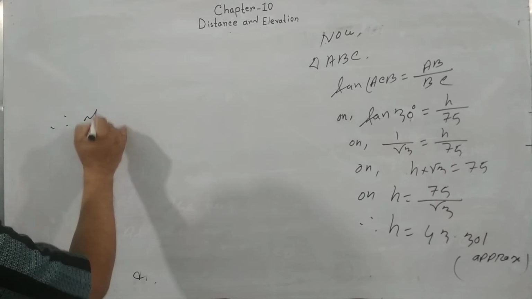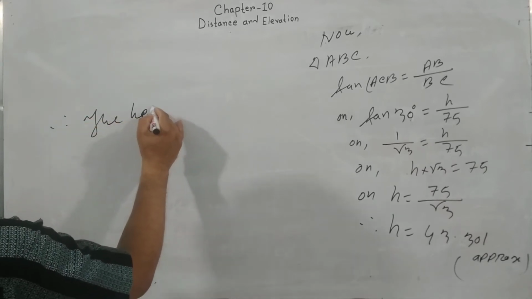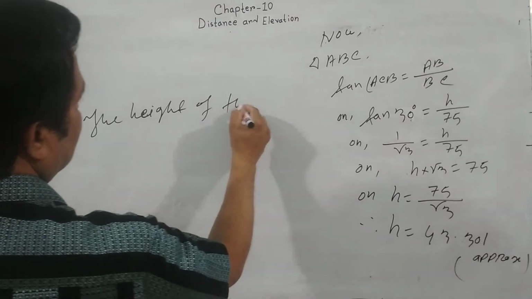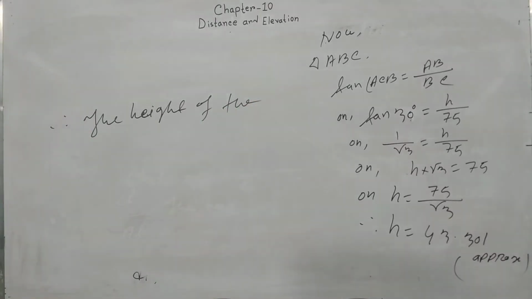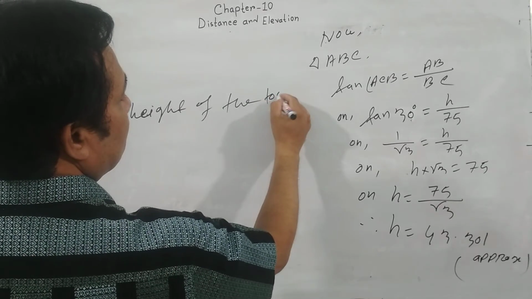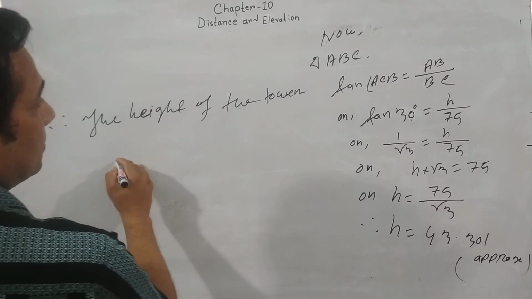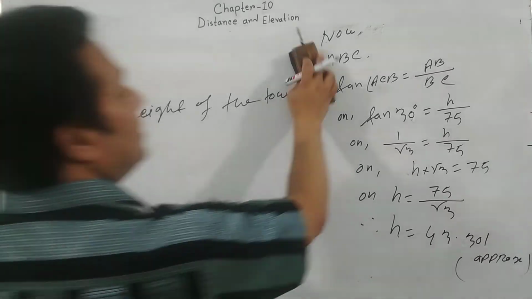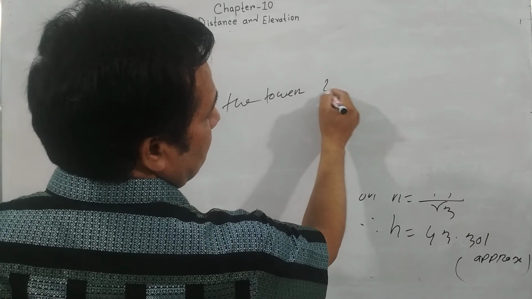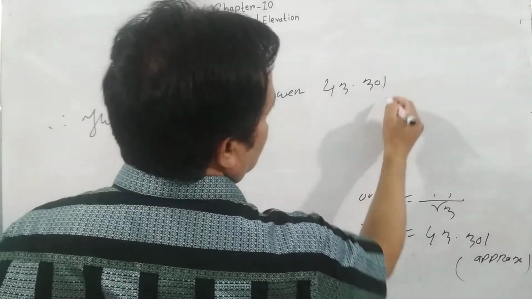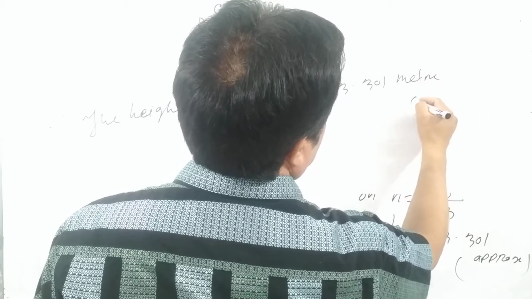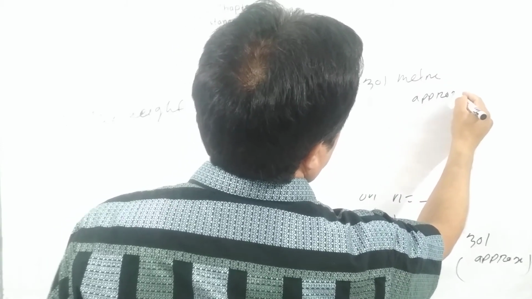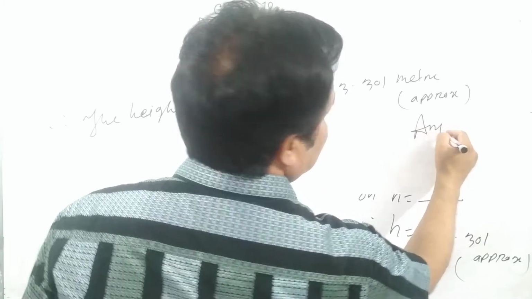Therefore the height of the tower is 43.301 meters approx. This is the required result.